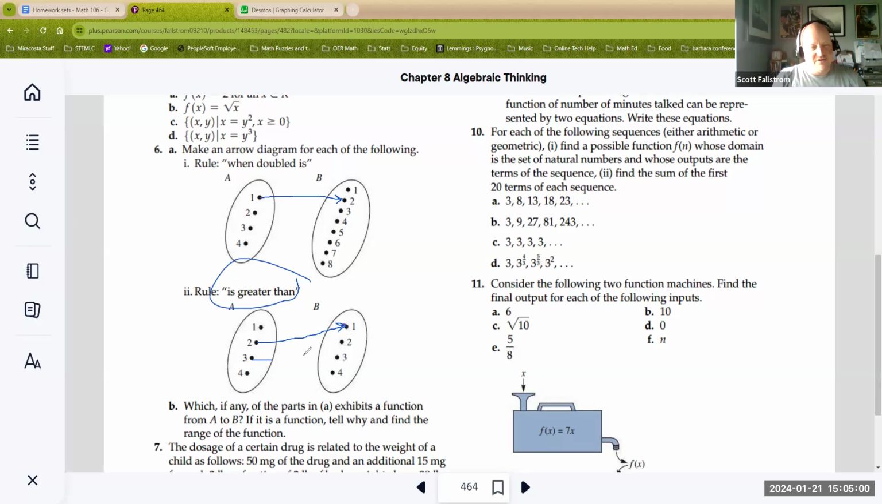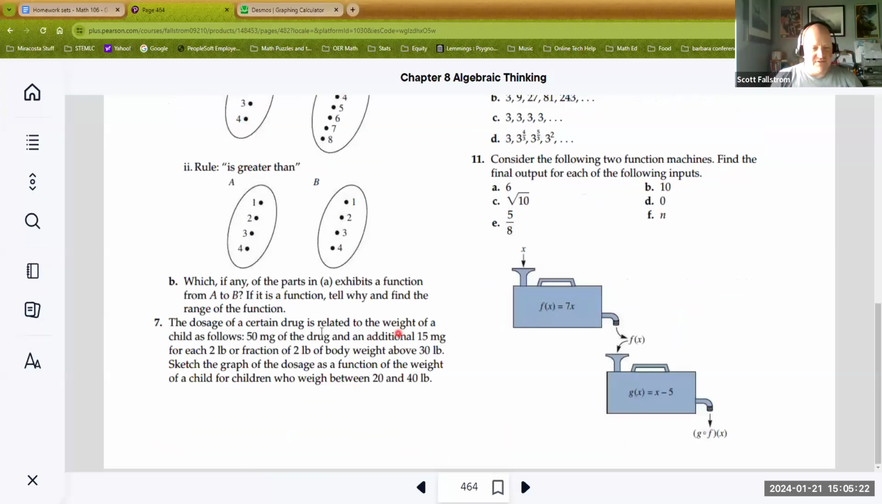3 is greater than 2. But 3 is also greater than 1. So I draw an arrow up there as well. So you may have more than one arrow. You're just drawing the relationship. Okay, and then down here in B, it says, now which parts are functions? So that's second question. That's the follow-up. Make sure that you read that carefully.